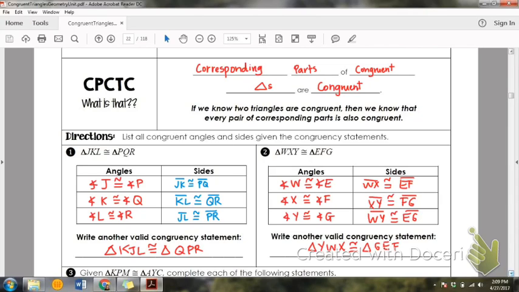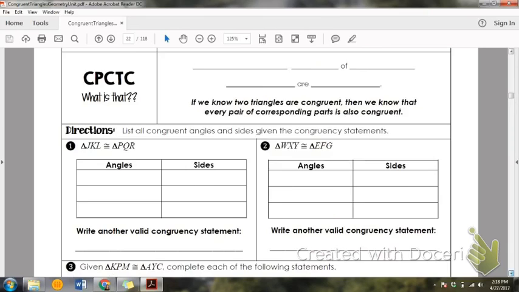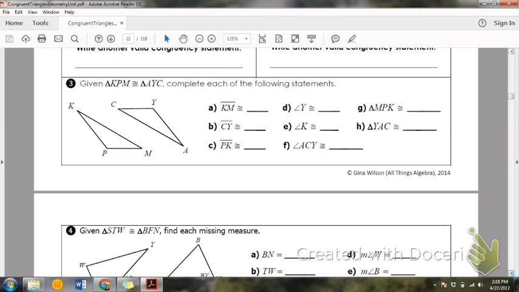Okay, let's look at example 3. Example 3 says, given triangle KPM is congruent to triangle AYC, complete each of the following statements. So before I complete the statements, I'm going to go ahead and mark up my diagram. Let's start with our angles first. We know that K goes with A. We know that P goes with Y. Again, I'm just following from my diagram. M is going to go with C.